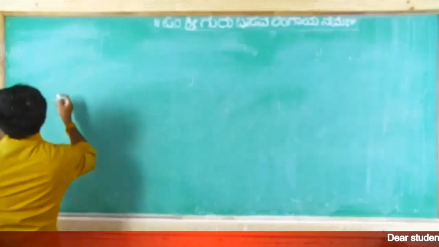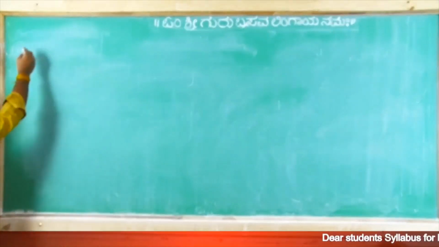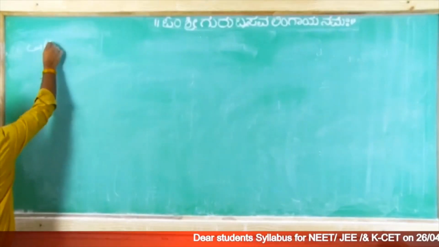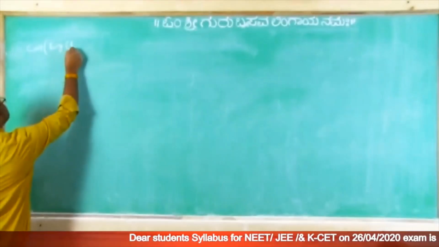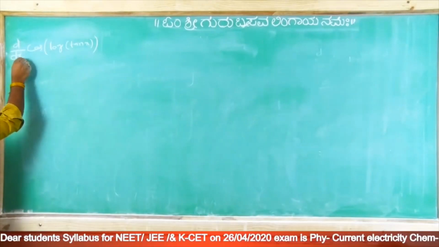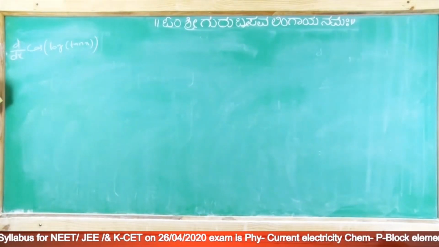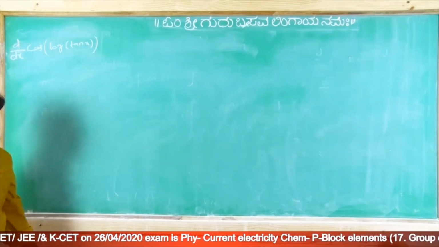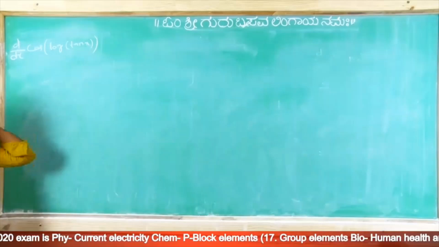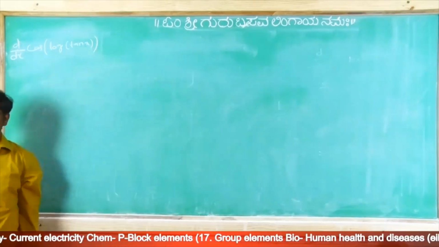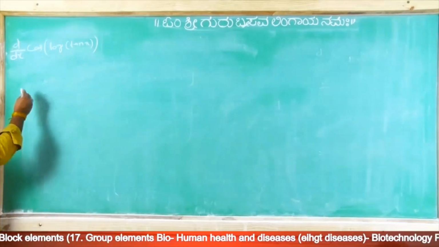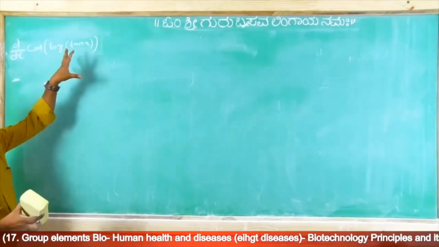Next problem is this one. Suppose they are given d by dx of cos of log of tan x. How many functions are there in this? First cos function, next log function, next tan function, means composite function. Differentiation of this one we have to do.